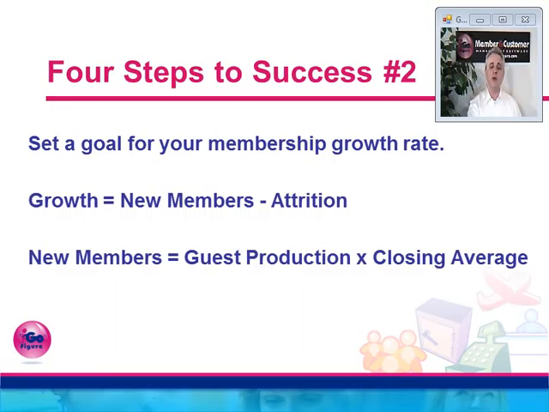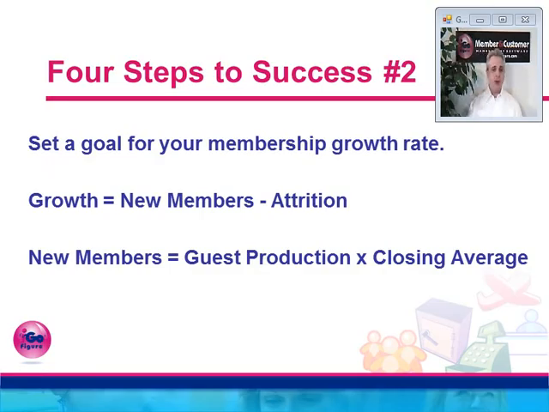Remember that your new members equals your guest production times your closing average. So you might need to increase either or both. If your closing average is already 80-90%, you don't think you can get it much higher, but you're still needing more new members, you've got to get better guest production. You need to get more people in the door.